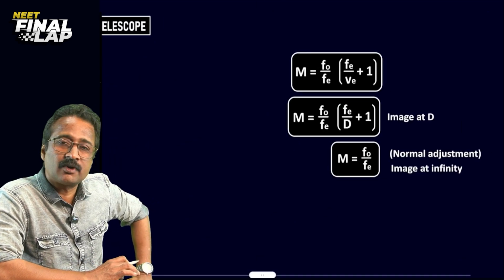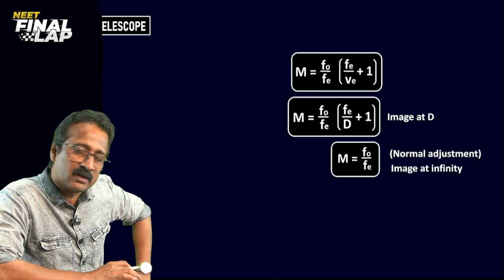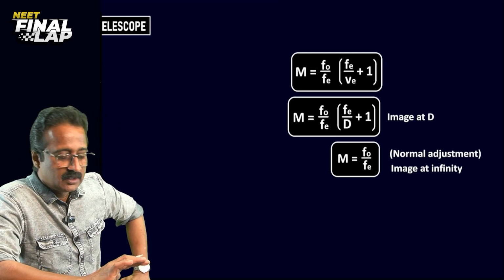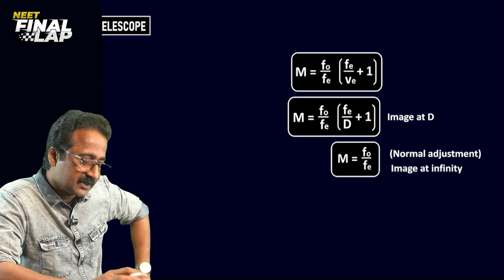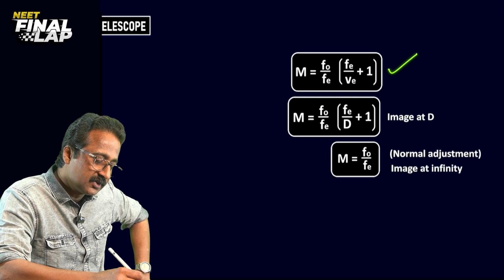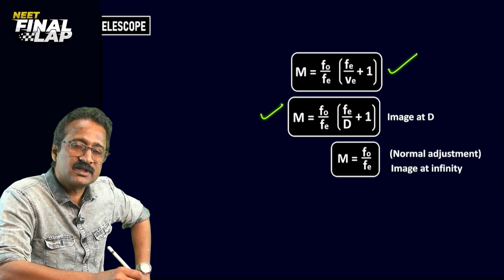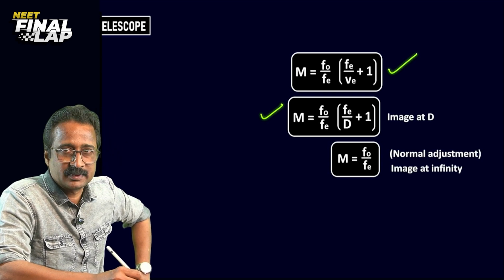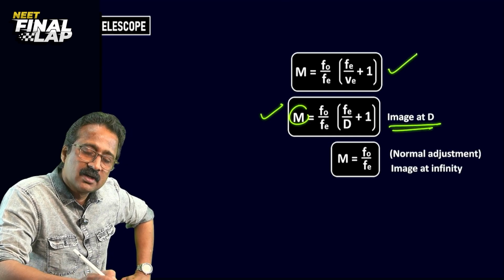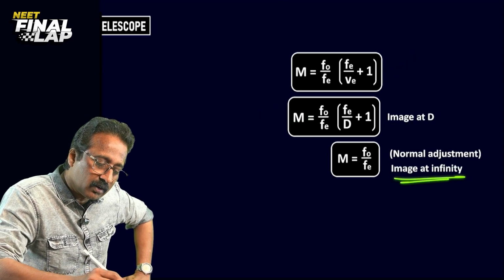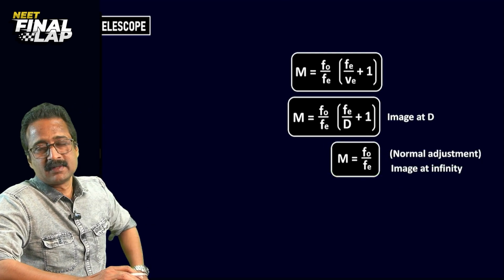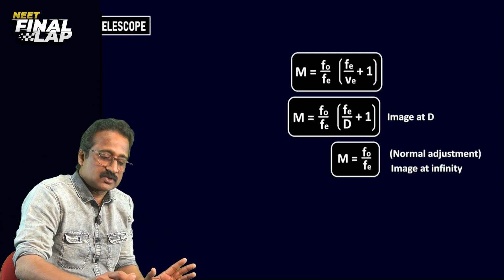So when image is formed at infinity, it is least. When image is formed at least distance, M is the largest. Here is a full list of equations you must memorize. Generally, this is the equation for magnifying power. Now this is magnifying power when image is formed at least distance, that is supposed to be the largest. Yes, image must be at D in order to use this. Now when image is at infinity or normal adjustment, I would say M is Fo by Fe. So these are the three instruments you must be aware of.